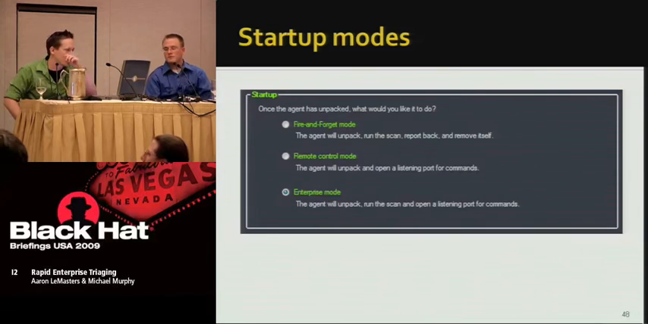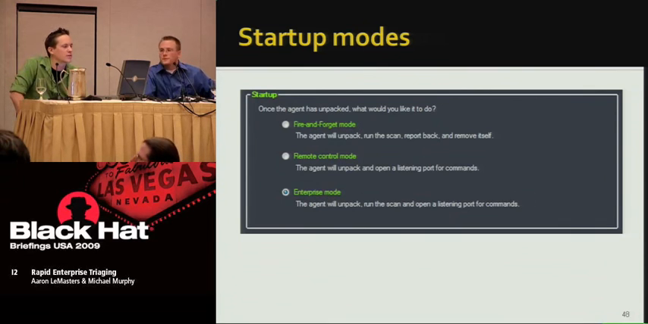Okay, so step 1, you create an agent. These are the startup modes I mentioned earlier. The second two, remote control and enterprise mode, are pretty much the same. The only difference is in enterprise mode, it will run the scan and then listen for commands. So in remote control mode and enterprise mode, you deploy the agent, it installs as a service, listens on a port, and waits for commands from the admin console. In fire and forget mode, you simply deploy the agent, it runs, does the scanning and remediation, and reports back to you automatically.